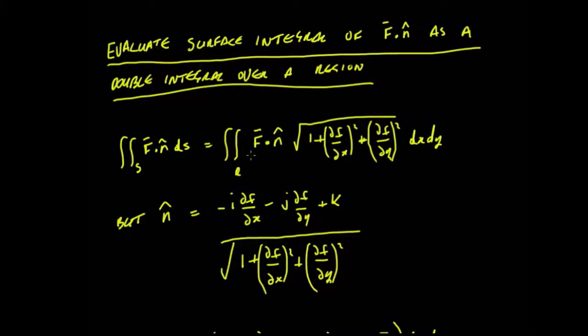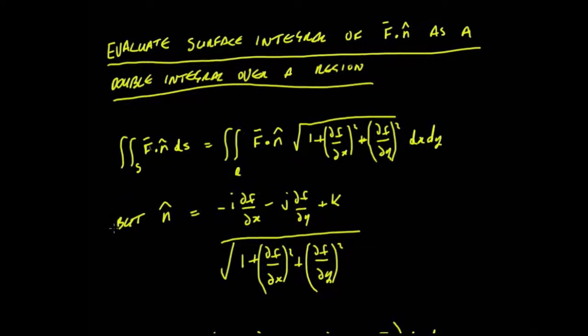We're going to have this vector function f, and it's the dot product of f with the normal direction n, and we're taking the surface integral of that. So that's going to be equal to the double integral over some region of f dot n times the root of 1 plus partial f by partial x squared plus partial f by partial y squared dx dy. So we've seen that just on the previous page.